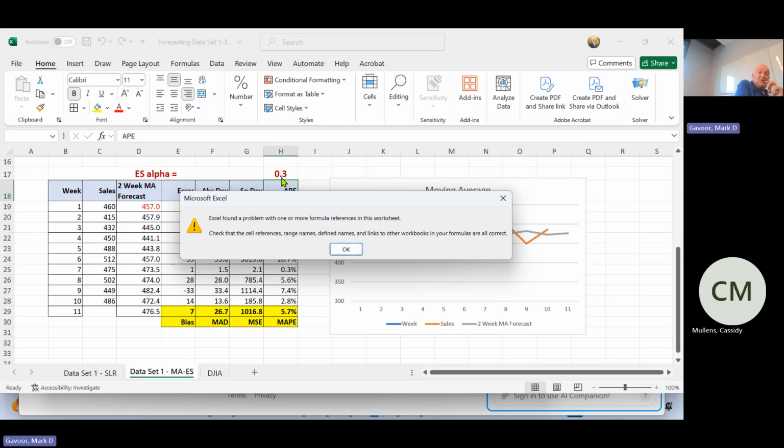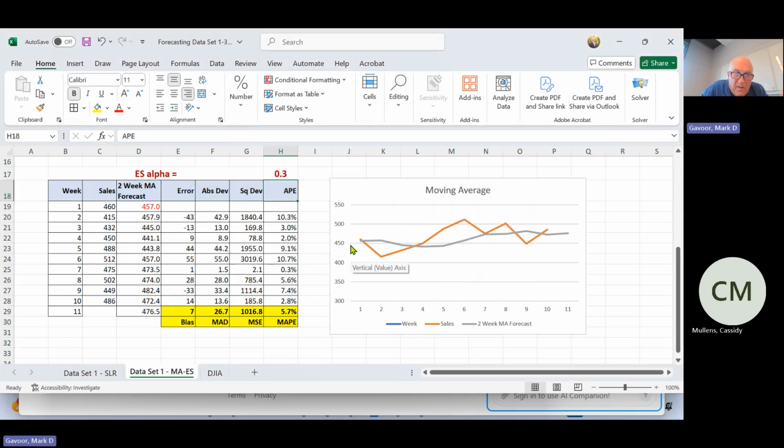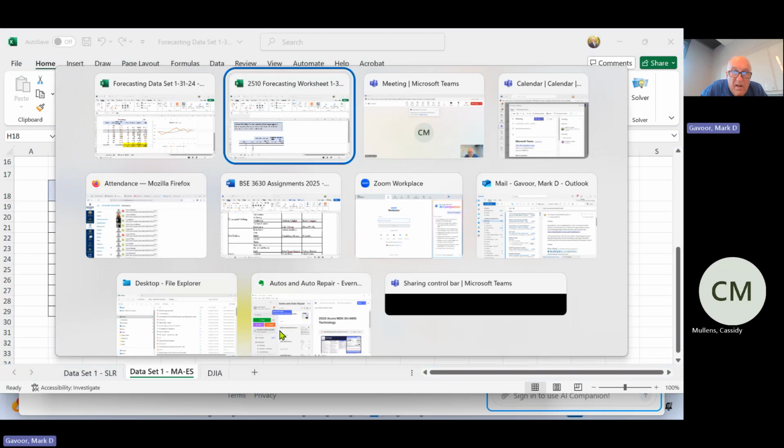The last question asks what? Why does it keep finding errors? I didn't make any mistakes. I want to tell Excel what it can do with itself, but I can't. Not in an open forum like this.